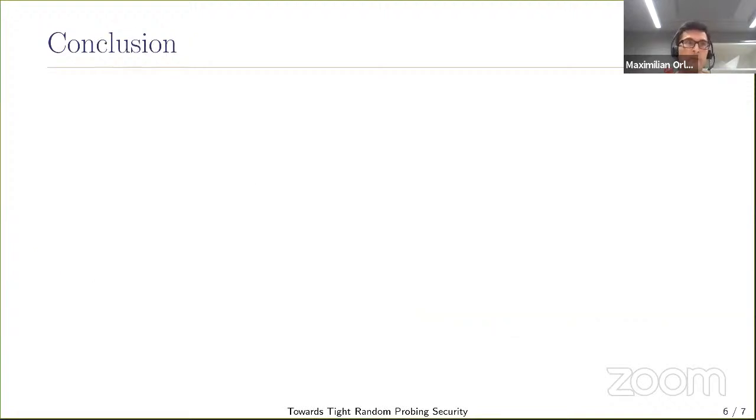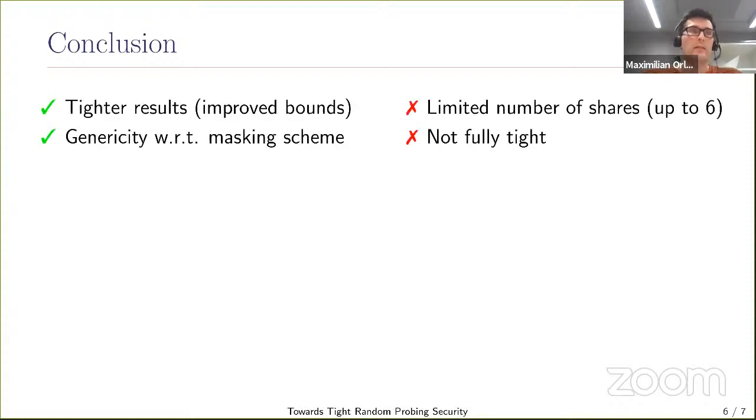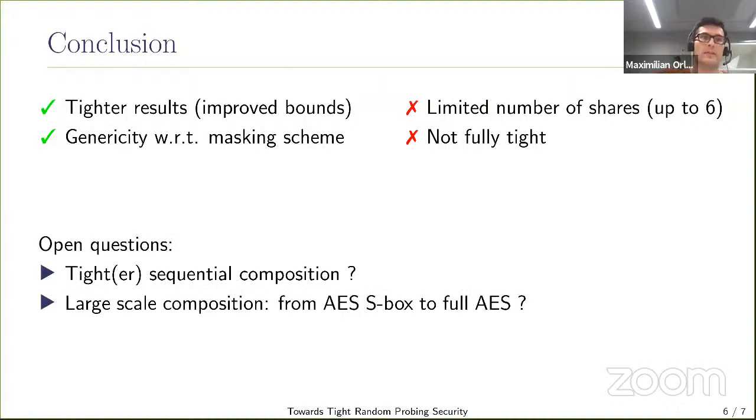To conclude, we give tighter security proofs with our new techniques, and our new techniques are generic, which means that we can apply the techniques to an arbitrary circuit. Unfortunately, we are still limited in the number of shares, and we're only able to compute the PDTs for circuits up to 6 shares, where we have shared the secret into 6 shares. As I said, we are not fully tight. This means we had some approximation in the composition and the computation of the PDT.